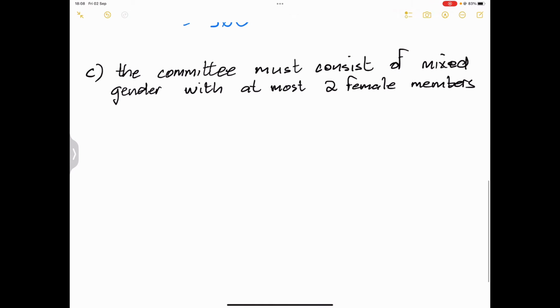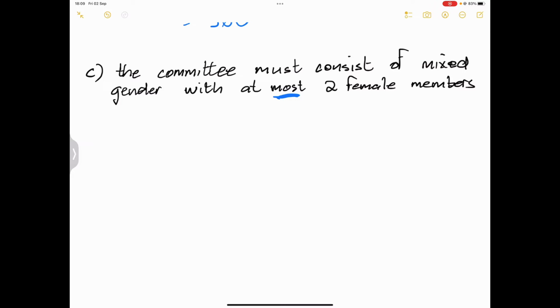Now the last one, they say, what if the committee must consist of mixed gender, with at most 2 females? Note that once they use the words at most, 2 females, it means we can go to 2 and not above that. So we can either have 1 or we can have 2. So you can see that's also a dependent factor there.